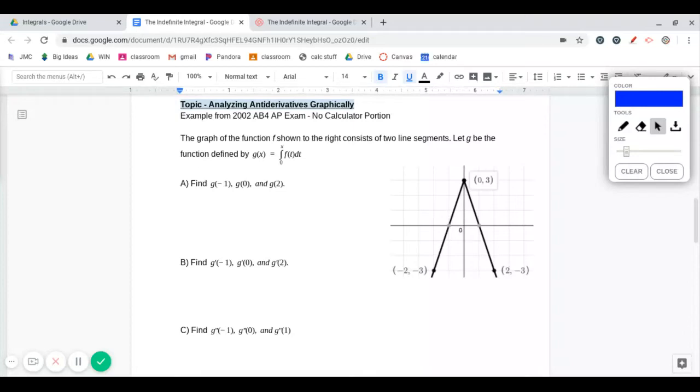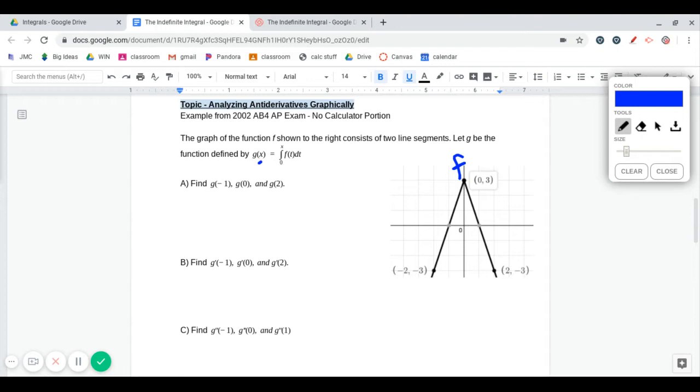Now we're going to use this relationship between derivatives and integrals to analyze graphs. You're given this graph of two line segments, this graph f. This is the graph of f. We're saying, let g be the function defined by g of x equals the integral of f from 0 to x, whatever that x is in this g of x.